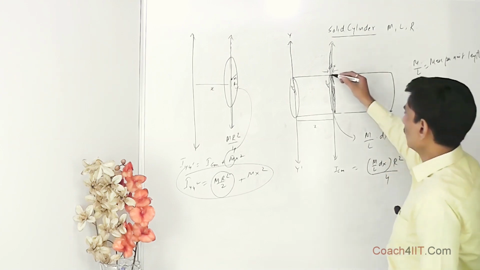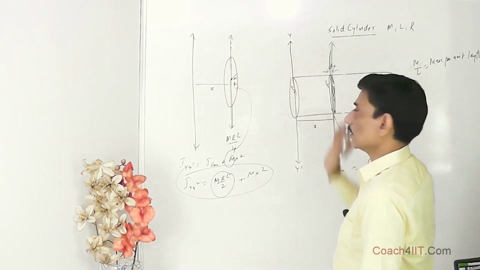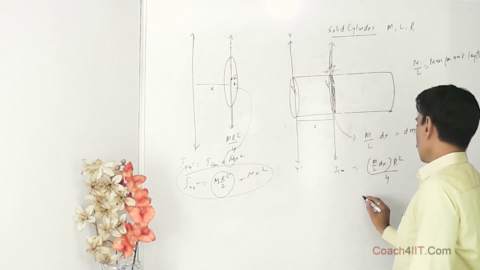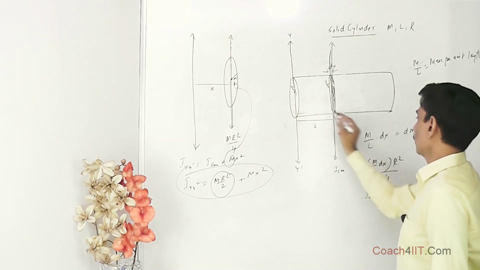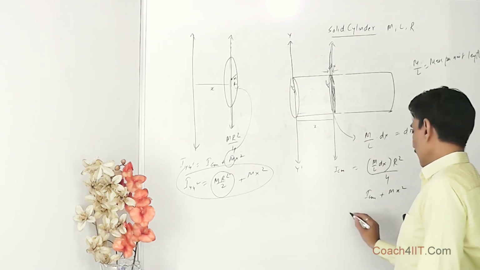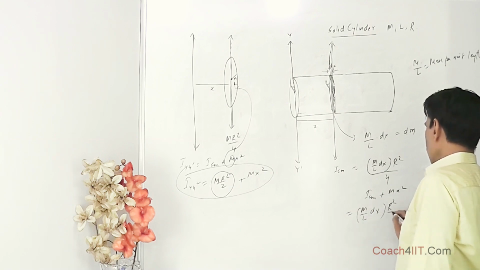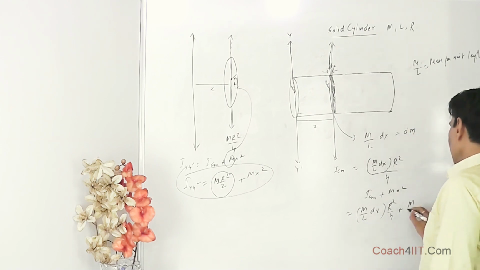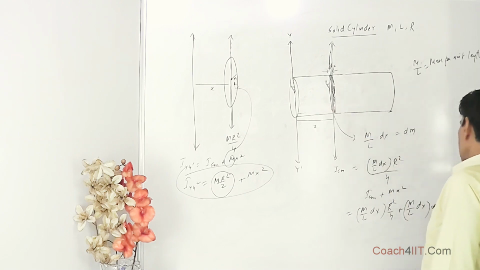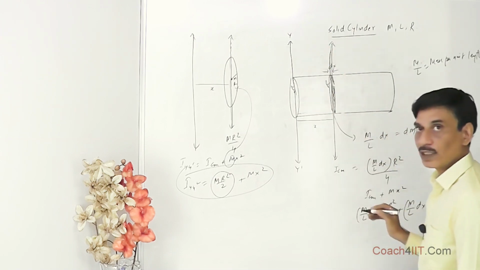So this is the moment of inertia of this generalized disc about its diameter, but we have to find the moment of inertia about this axis. So this is going to be I CM plus m into x square. That comes out to be m by L dx into r square by 4 plus the mass of this disc, m by L dx, into x square. This is going to be the moment of inertia of this disc about this axis only.